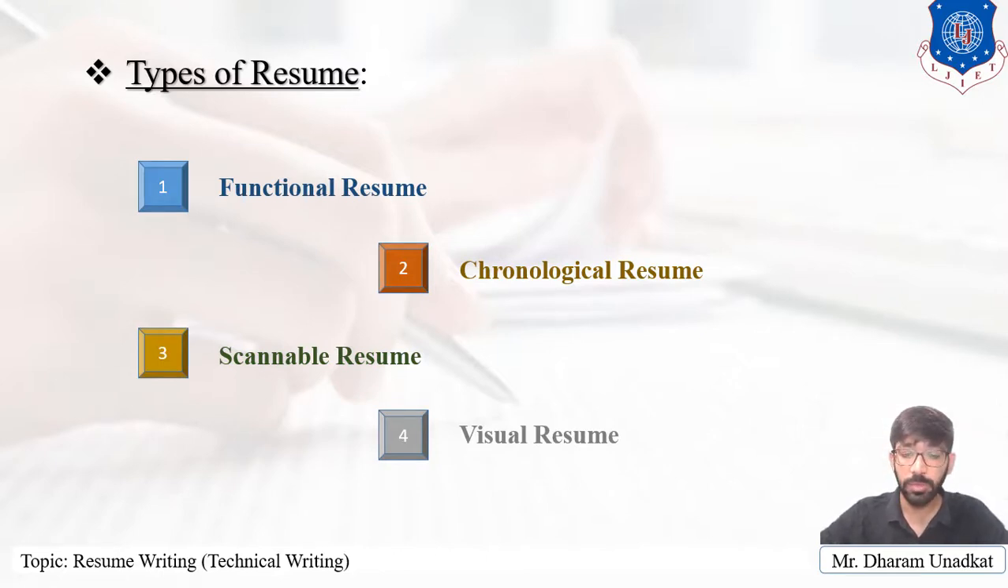Second is the chronological resume. This is written in reverse chronological sequence. Reverse chronological sequence means if you are writing your job profile, the latest job, the last job you have covered, you have to write first, then the second last job, then the third last job. So in decreasing chronological order you have to write this. Also when you are writing the educational part, suppose in 2011 you have completed your postgraduate, then in 2009 you have completed your UG, then 2010 you have completed this. So this is the reverse chronological order.